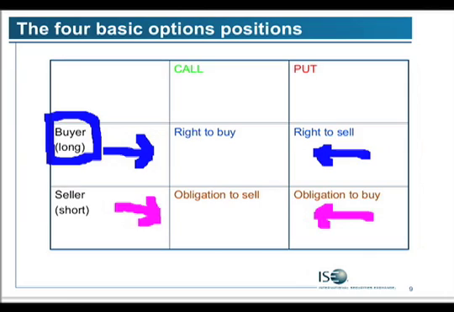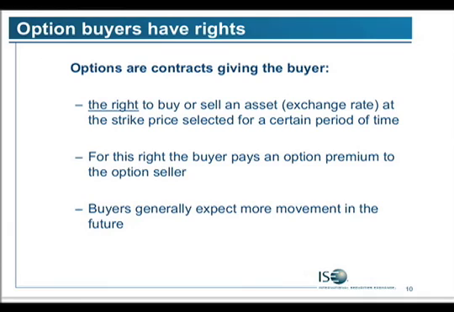So if the market doesn't move, the sellers are going to be better off. The market makes a bigger move, the buyers are better off. That's a simple way to look at it. Getting back to options having rights and obligations. The right to buy or sell an asset, let's say the exchange rate, for a certain period of time at the strike price. That's what you get. That is your right. You're going to pay a premium. Buyers generally expect more movement. As I said, more movement for the buyers.